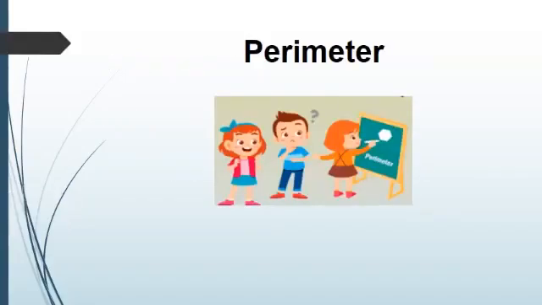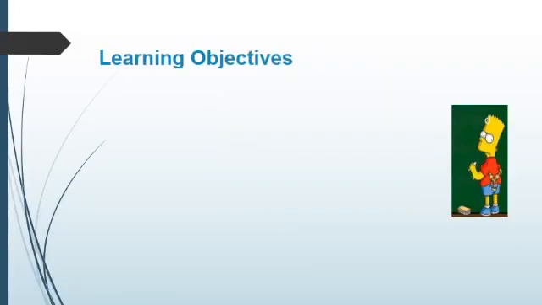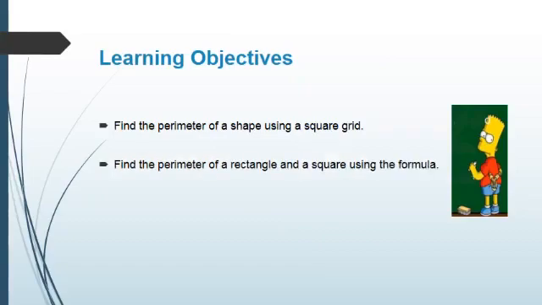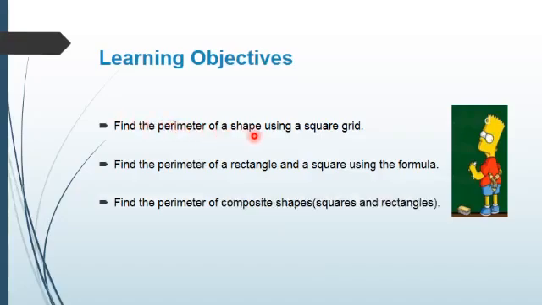Today we are going to learn about the perimeter. By the end of the topic, you will be able to find the perimeter of a shape using a square grid, to find the perimeter of a rectangle and a square using the formula, and to find the perimeter of a composite shape.